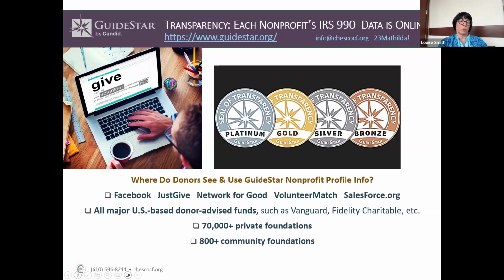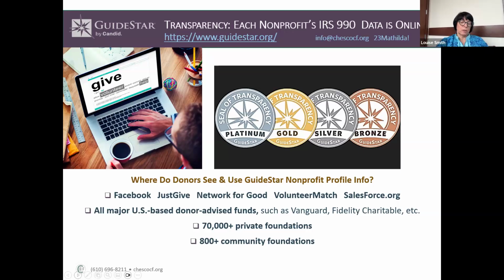So as a board member, I would want to know, what's my organization doing? How do we look on GuideStar? So if you can, when you have some time, take a look at your organization on GuideStar, and then you're able to talk with your fellow board members and your ED about it.